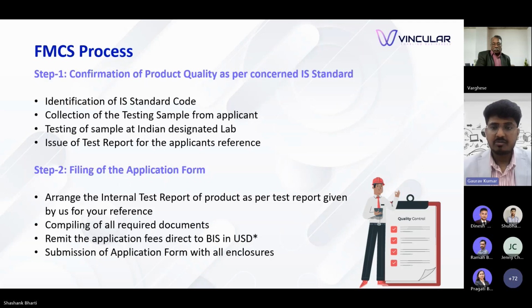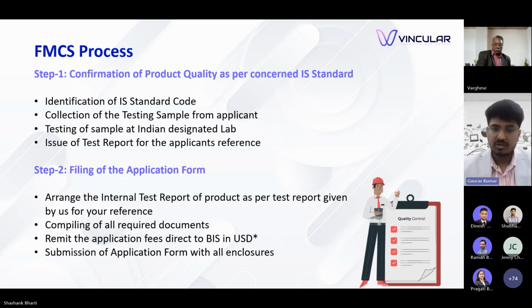The location map from the nearest railway station, the nearest airport, and the nearest bus stop, everything will be supplied to the bureau officer, so that tomorrow, once you get the license, they can randomly come to your place for any surprise visits and surveillance audits as well. So all required documents, along with the application file and in-house test reports, will be clubbed and submitted to the BIS office in hard copy format, along with the suitable application fee in US dollars only.